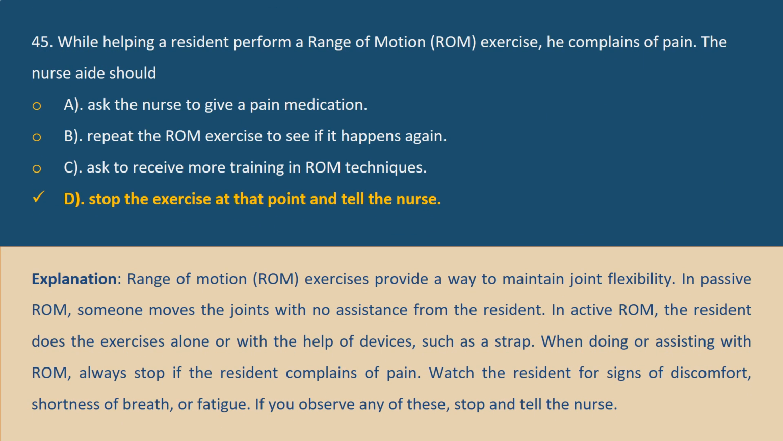Answer D. Explanation. Range of motion exercises provide a way to maintain joint flexibility. In passive ROM, someone moves the joints with no assistance from the resident. In active ROM, the resident does the exercises alone or with the help of devices such as a strap. When doing or assisting with ROM, always stop if the resident complains of pain. Watch the resident for signs of discomfort, shortness of breath, or fatigue. If you observe any of this, stop and tell the nurse.